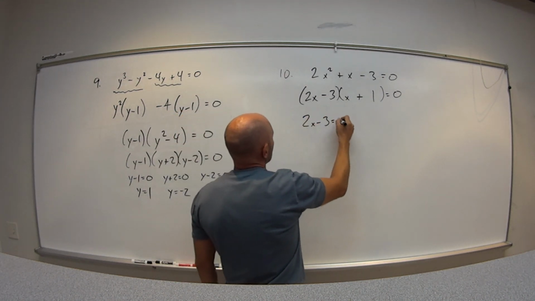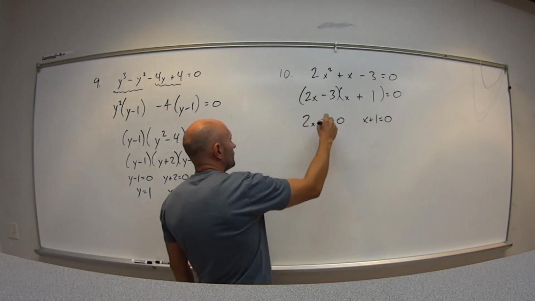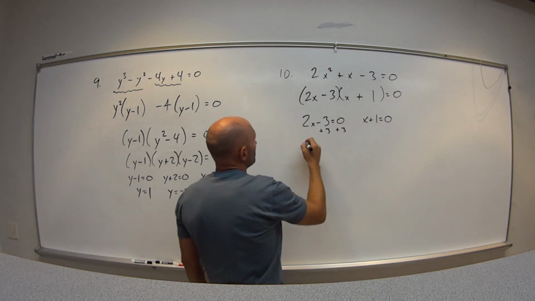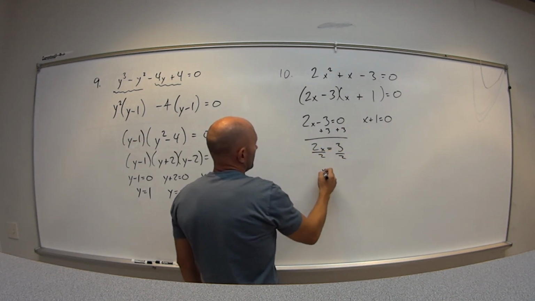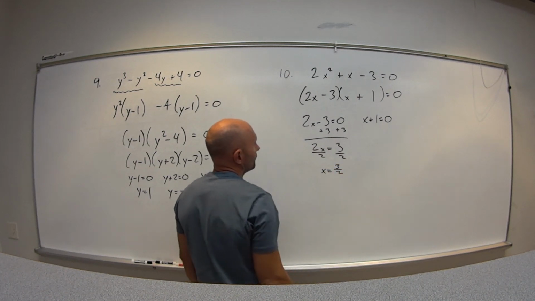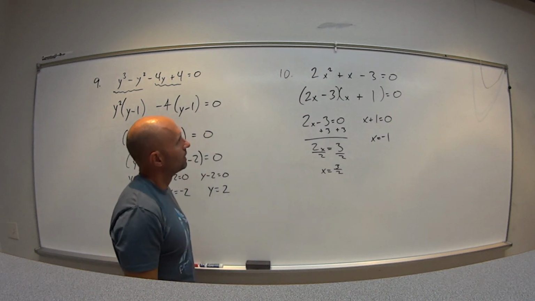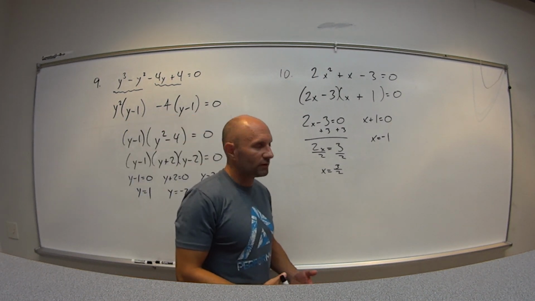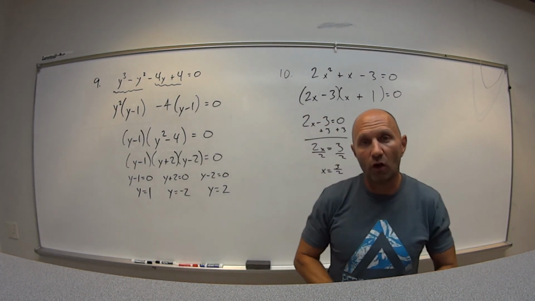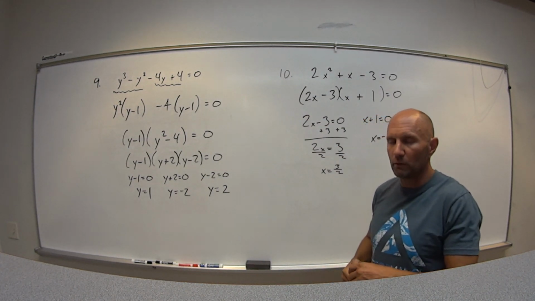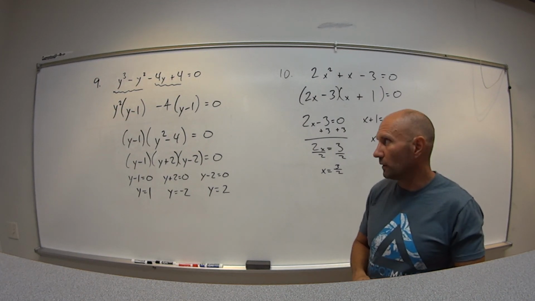So 2x minus 3 is 0. X plus 1 is 0. So add 3. 2x is equal to 3, divide by 2, x is equal to 3 halves. So over here, x equals negative 1. So for number 10, we get 2 specific answers. X is 3 halves, x is negative 1. We were able to solve it just by factoring and using zero property rule. If it doesn't factor nicely for you, you're always able to use the quadratic formula.